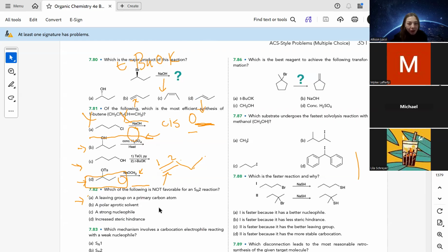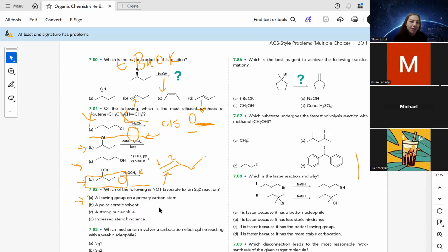A polar aprotic solvent. If you recall, way back in chapter 7, we talked about polar protic solvents, those that have hydrogen bonding capabilities, which would stabilize carbocation intermediates. So polar protic are favorable for SN1, but in this case, polar aprotic would be favorable for SN2. That's why A and B are both not correct, because they are favorable.